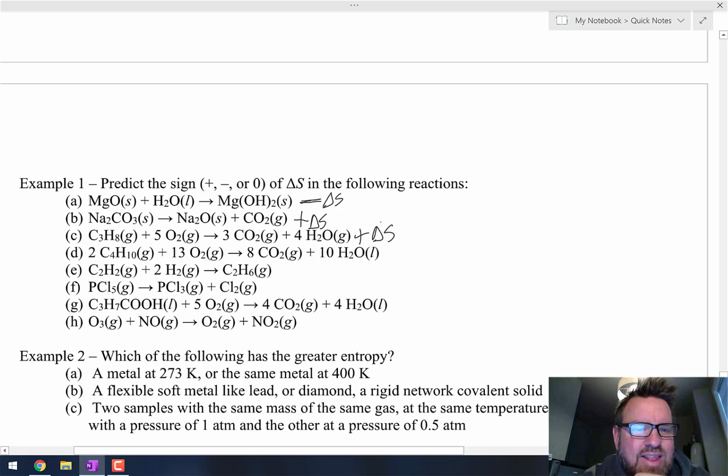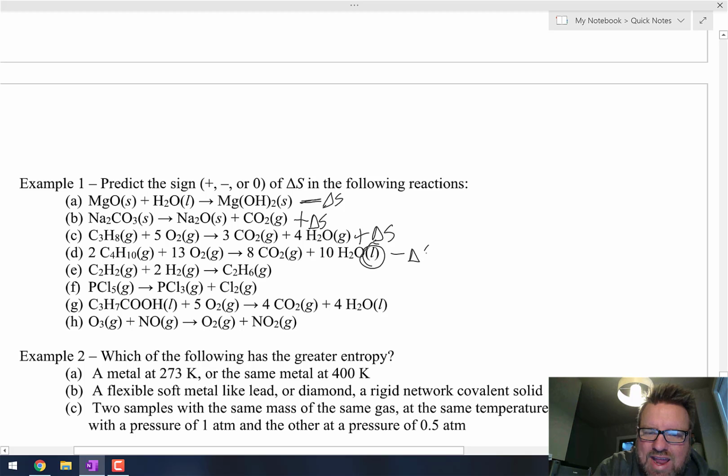On letter D, be careful here because notice that's a liquid. So the liquid part, kind of forget about that. You're going from 15 gas particles to 8 gas particles, and so that is becoming more ordered.